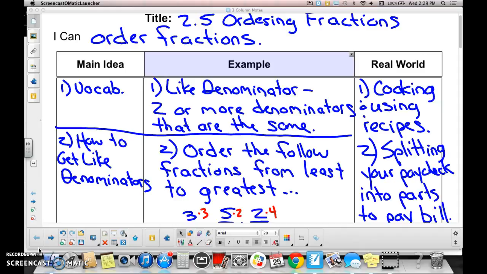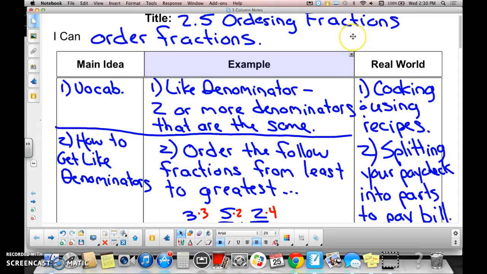Vocab word, like denominator. Give me the opposite of a like denominator on the count of 3. 1, 2, 3. Unlike. What's the opposite of a like denominator? Unlike. Just quizzing you to see if you're paying attention here. You don't really need to know that yet.